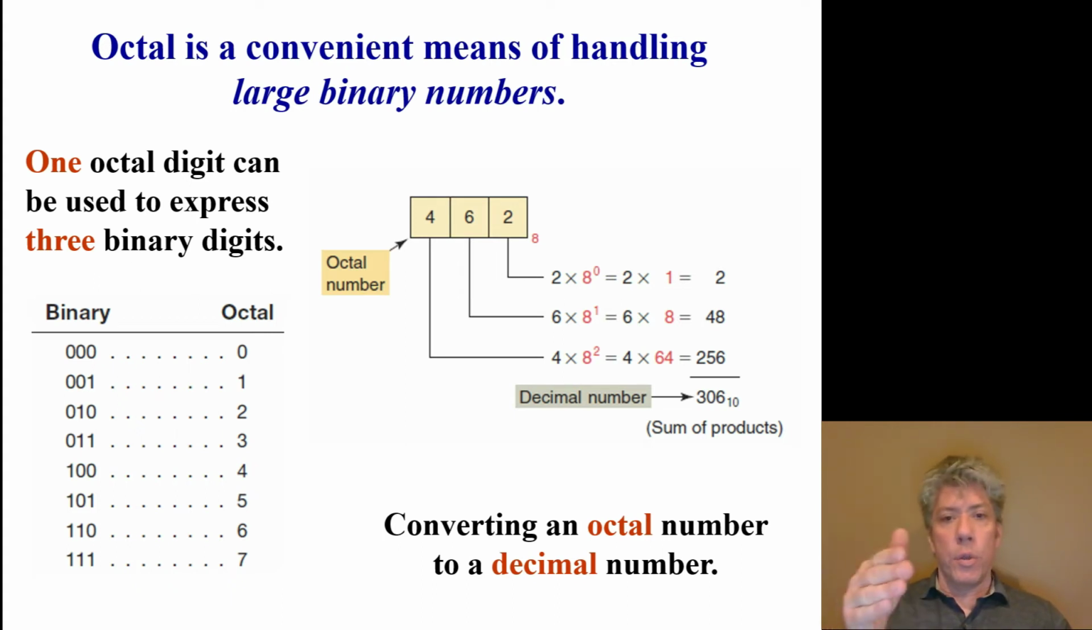Well, the 2 says that we have 2 ones, 2 of 8 to the 0 power, so that's 2. The 6 says that we have 6 8s because it's 8 to the first power, so it's 6 8s or 48. And then the 4 says that we have 4 8 squareds, or 4 64s, which is 256. Add those all up together and you get 306. So this 462 in base 8 is equivalent to 306 in numbers that we're used to in decimal.